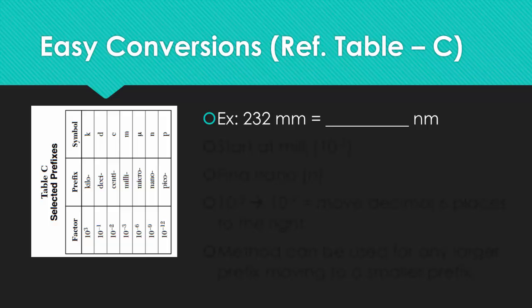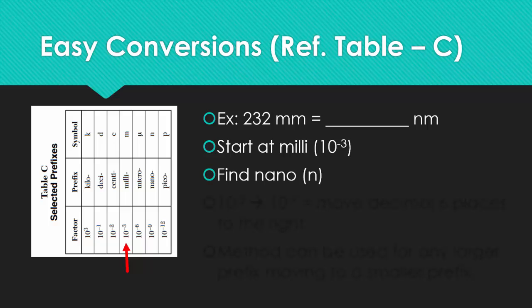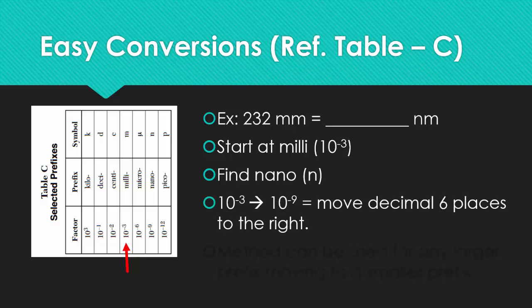So here's a new example, 232 millimeters to nanometers. Now we're noticing we're going from a small unit to an even smaller unit. So before you do that, what's the first thing we should do? Find millimeters. Okay, so we're starting at 10 to the negative 3. What direction are we going if we're going from milli to nano? Well, nano's to the right of milli, so we're going to move to the right. Okay, so you're noticing now you're going from 10 to the negative 3 to 10 to the negative 9. So it's a difference of 6. And because from milli to nano you're going to the right, you're going to be moving the decimal to the right.